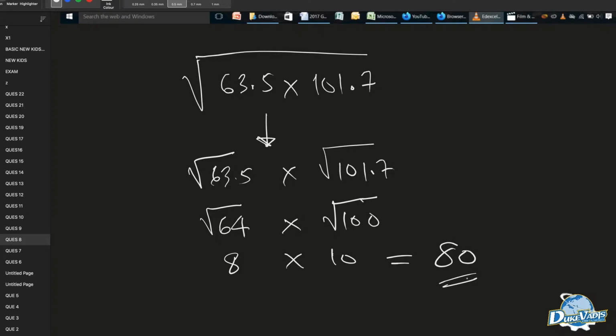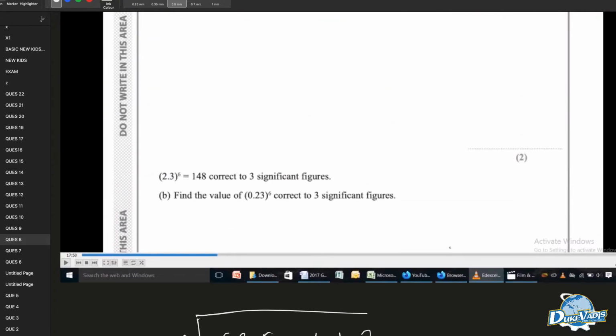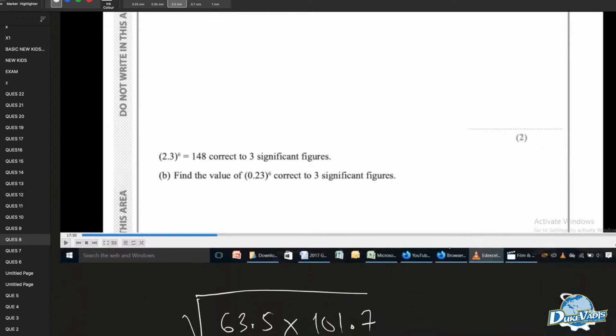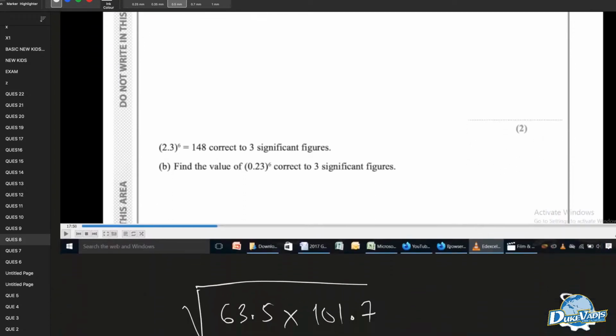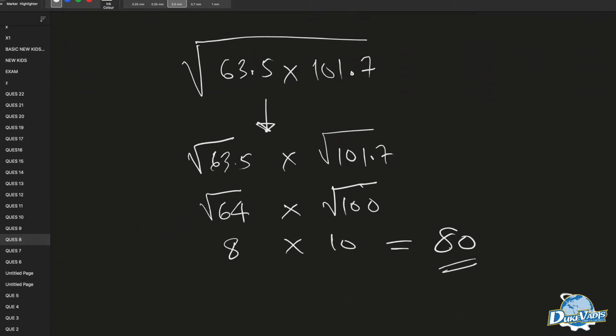Okay. Now let's see the next question that follows. It says you have been given 2.3 raised to the power 6 is equal to 148, correct to three significant figures. Then (b) says find the value of 0.23 raised to the power 6, correct to 3 significant figures. So how do you go about this? So we have 2.